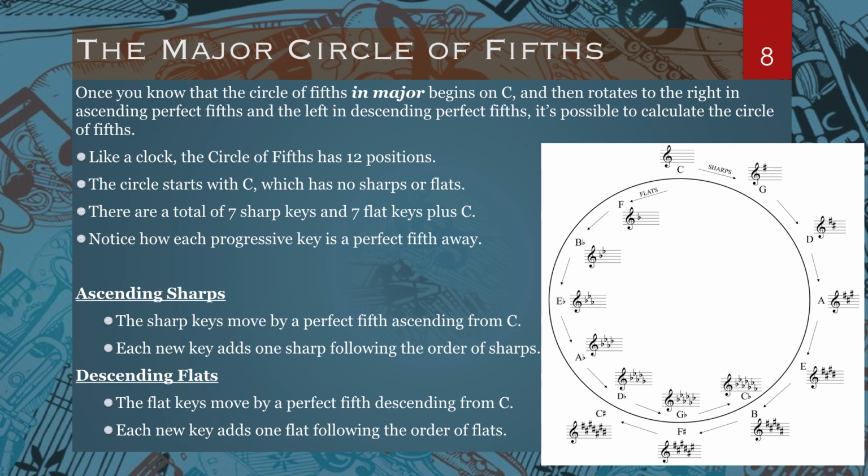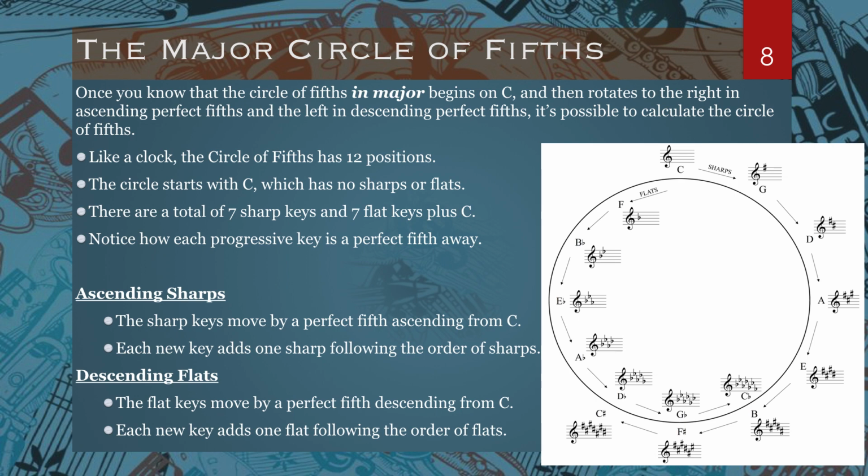As you move to the right, you add 1 sharp. So G has 1 sharp. D has 2 sharps. A has 3 sharps. E has 4, B has 5, F sharp has 6, C sharp has 7. Eventually you'll just memorize these key signatures, but for now, the circle of fifths is a very useful tool for identifying these keys.